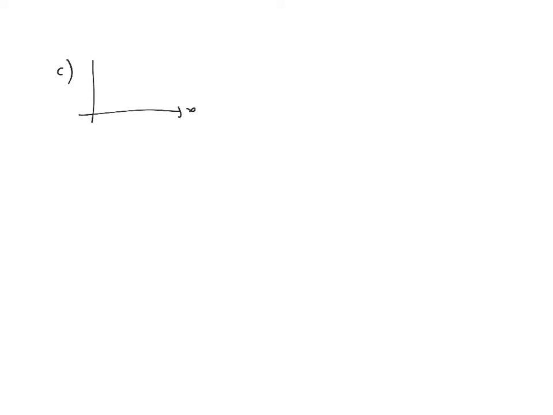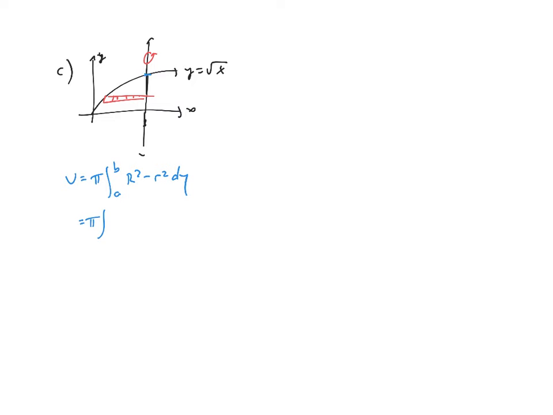Okay, it's not one of the axes now. We've got y equals radical x. Here's our region, but we're going around the line x equals 3. So our rectangles we still draw perpendicular. So they're horizontal. Everything is going to be in terms of y. So pi, 0 to radical 3 again. Big R is the distance from the axis to the far end of the rectangle.